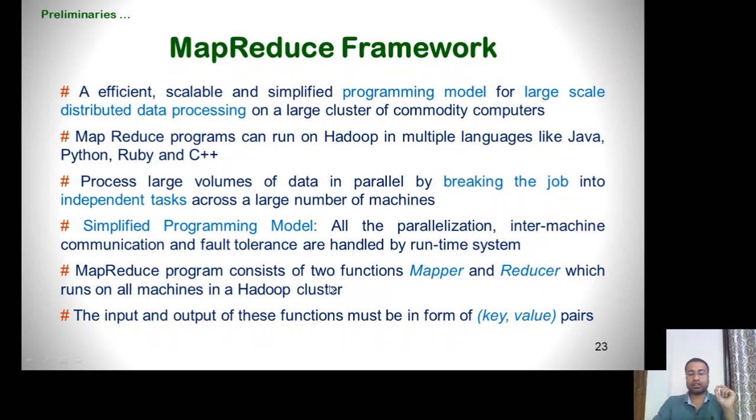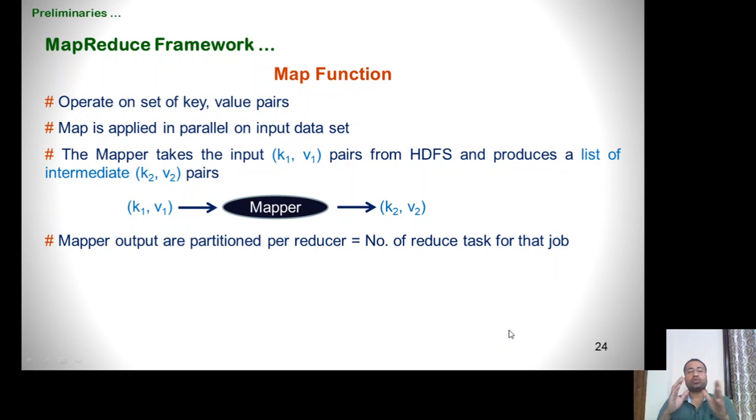So a MapReduce program consists of two functions, mapper and reducer, which run on all machines in the Hadoop cluster. Let us see what mapper and reducer are; both take input and output in the form of key value pairs. So the MapReduce framework consists of two functions, mapper and reducer. The mapper operates on a set of key value pairs. So the data set will be in the form of two components, one called the key and the corresponding value. That is called a key value pair. Map is applied in parallel on the input data set.